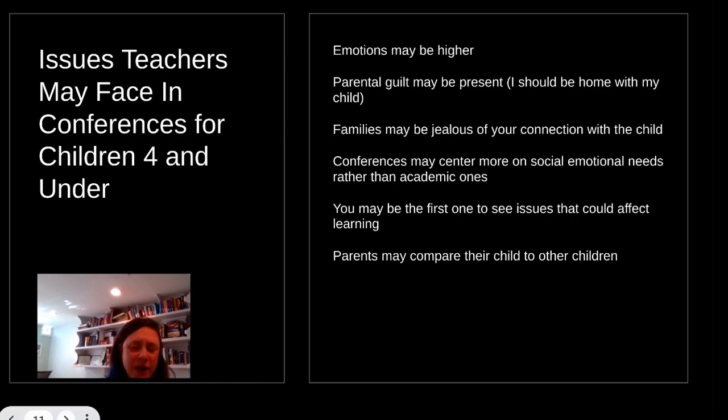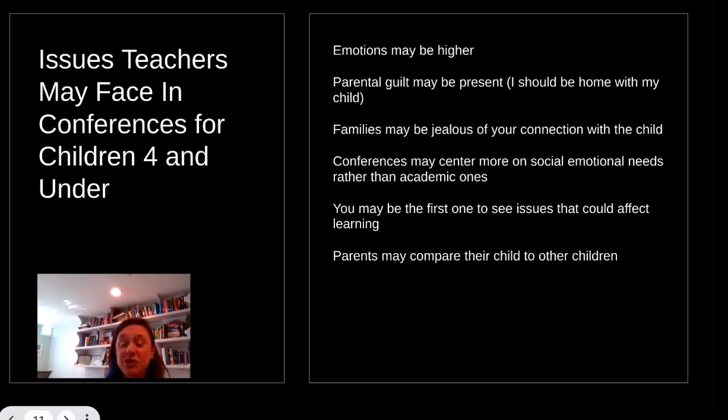So when you're dealing with issues for conferences for children under the age of 4, one of the things to know is emotions may be higher. And the reason why is guilt. Parents feel guilty that they should be home with their child. And many parents have to work. There's a lot of benefits of children going to school. So parents might feel that sense of guilt that you're spending time with the child and they're not. So they already come in with that feeling.